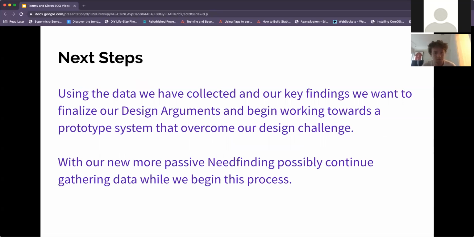Through this we determined that our next steps are, using the data we've collected and our key findings, to finalize our design arguments and begin working towards a prototype system that overcomes our design challenge. With our new, more passive need finding, we may continue gathering data while we design this system and evaluate it.